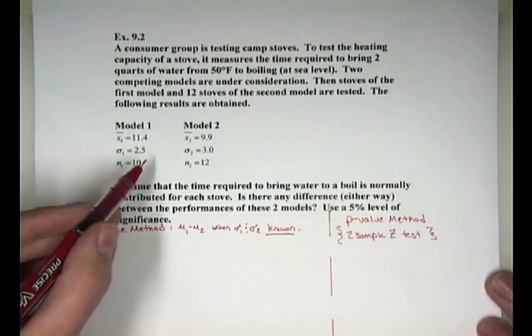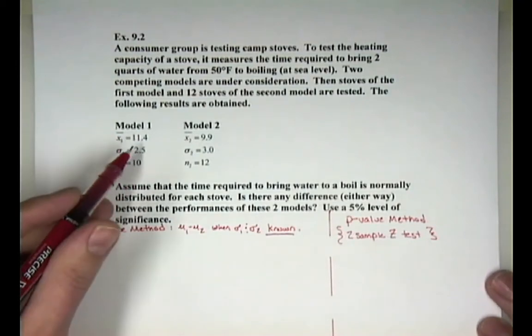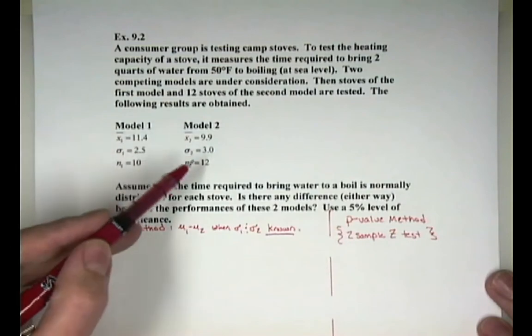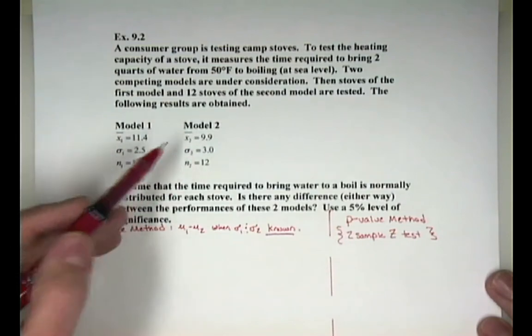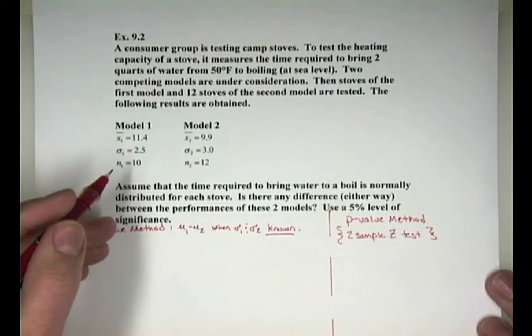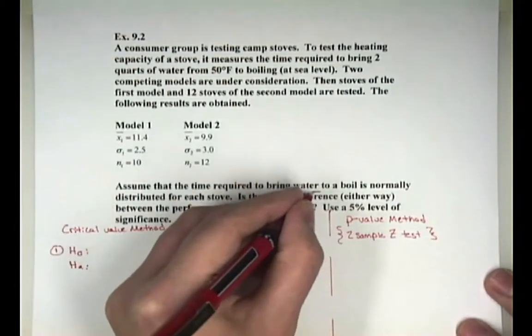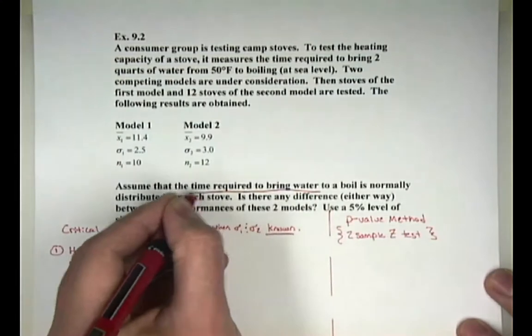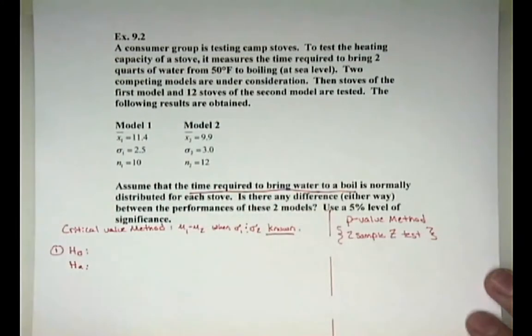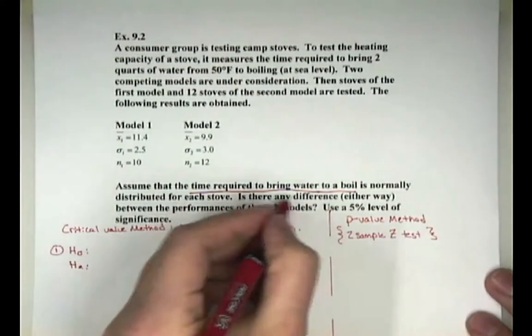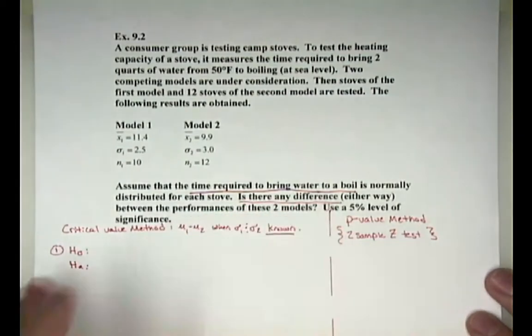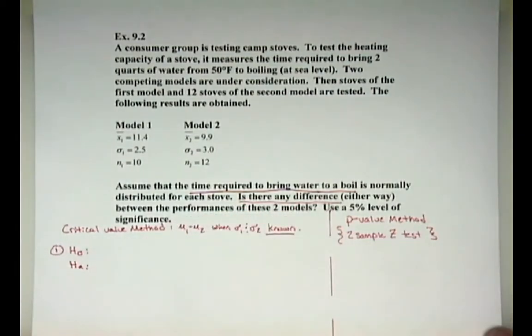So here we've got camp stoves, and we've got a model of camp stove, model number 1, and a second model, model number 2. And we want to see if there's a difference between them regarding how much time it's required to bring water to a boil. So notice that's our variable of interest. And it says that it's normally distributed. And they want us to tell if there's a difference either way between the performances. So is there any difference either way? And they want us to use a 5% level of significance.